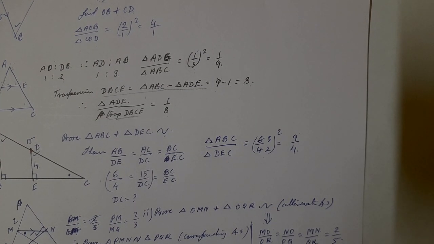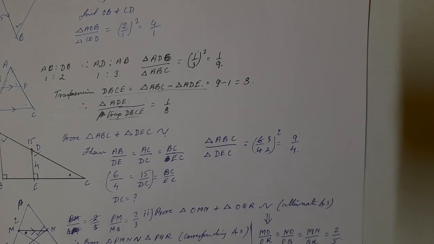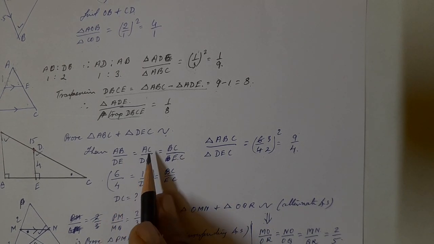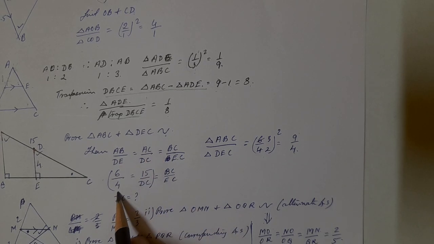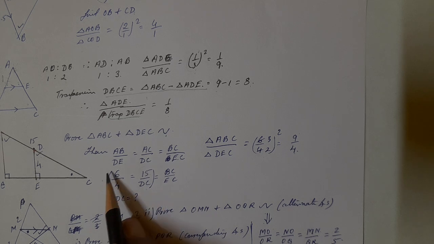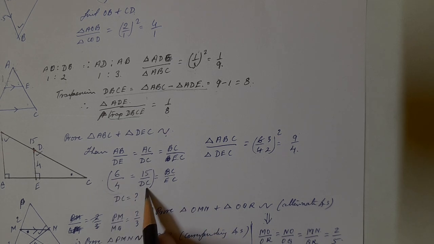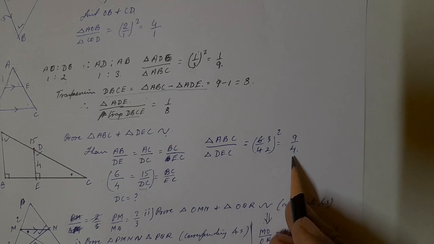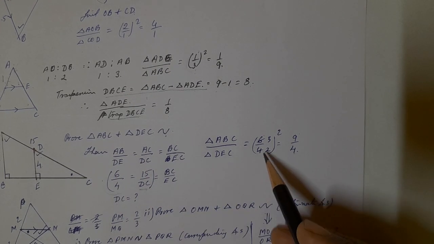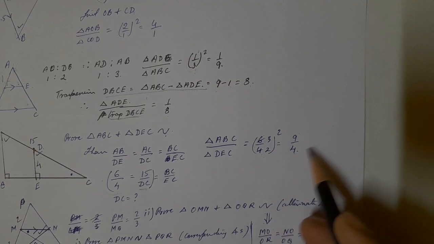Find the ratio of the triangles. And then calculating CD, in this ratio you substitute this by this, which is 4, and AC is 15 given, and you'll get DC. To get the ratio, only 6 by 4 is enough. Any one ratio, because all the ratios are the same. 6 by 4, cancel it, 3 by 2, square it, 9 by 4.